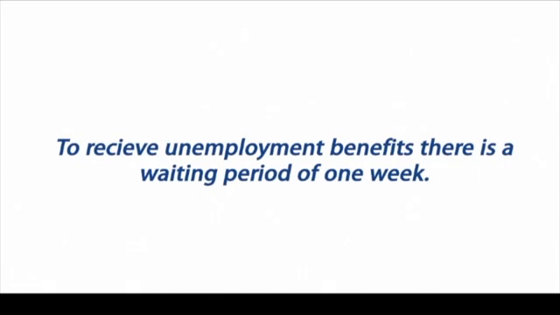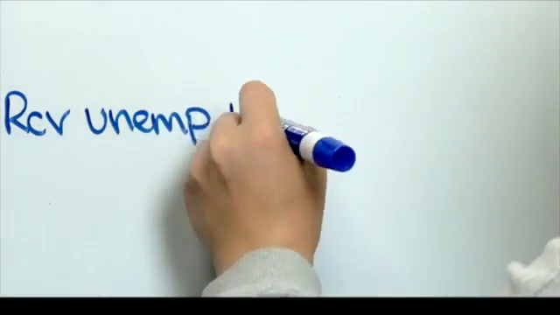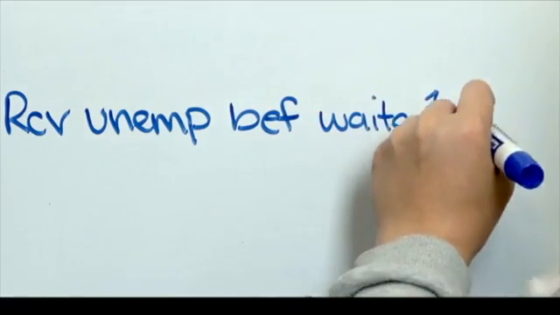Let's look at guideline number 2. Listen attentively, focusing your attention on the meaning of each sentence. Remember, interpreters must interpret meaning for meaning. Let's look at the following example. To receive unemployment benefits, there is a waiting period of 1 week. The pieces of information that you need to recall in the example are receive unemployment benefits and waiting period of 1 week.